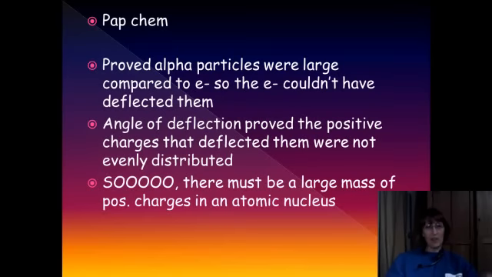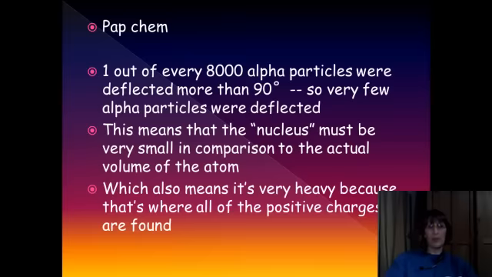So what they're saying is, you had J.J. Thomson's plum pudding model, where the positive charges were spread evenly throughout with little negative charges in there. They're saying, no, how the particles were deflected says that the positive charges were located in a tiny little central area. So that means there had to be a large mass of positive charges in the atomic nucleus.